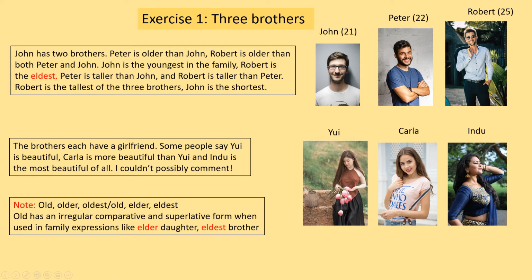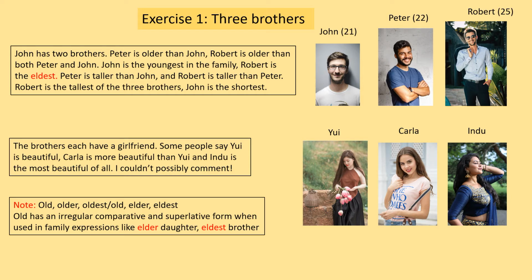Let me draw your attention here to something irregular. When we use older and oldest when we are talking about a family member, we change the word to elder and eldest. So I would say the elder daughter, the eldest brother.